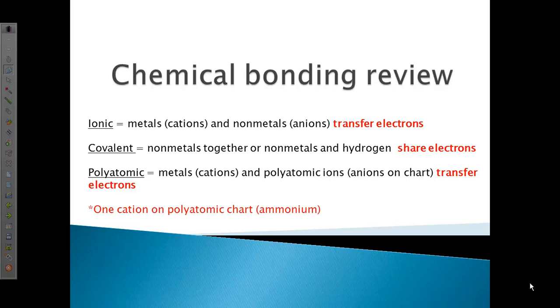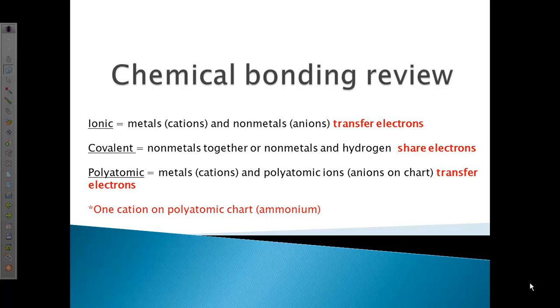Hello, today we're going to talk about some chemical bonding and do a little review of the three types of bonds. You do have three types of bonds in chemistry, and again, these bonds are what causes atoms to bond together, or glue together, to form compounds.